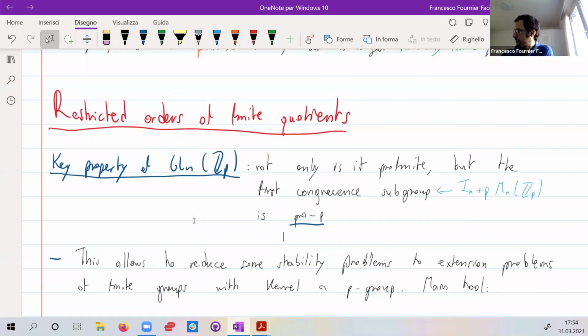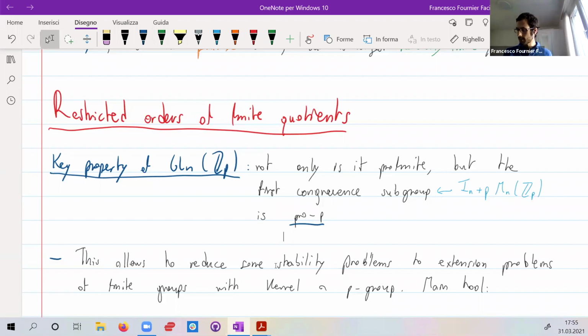So this is very vaguely explained in this sentence. This allows us to reduce some stability problems to extension problems of finite groups with kernel a p-group. If you're familiar with stability, you know that stability is very related to lifting problems, and we saw before that finite groups appear a lot. So if you want to prove uniform stability, you can reduce to a lifting problem, and you can make it so that the groups that appear there are finite.